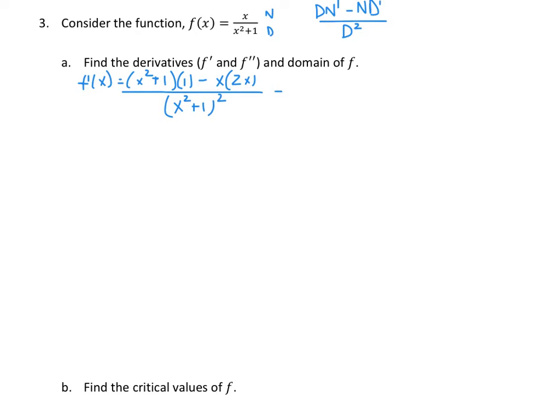Okay, now when we simplify this, we can combine the positive x squared with the negative 2x squared to give us a negative x squared, and then we still have a plus 1. And then that's all divided by x squared plus 1 quantity squared. And there's our first derivative.